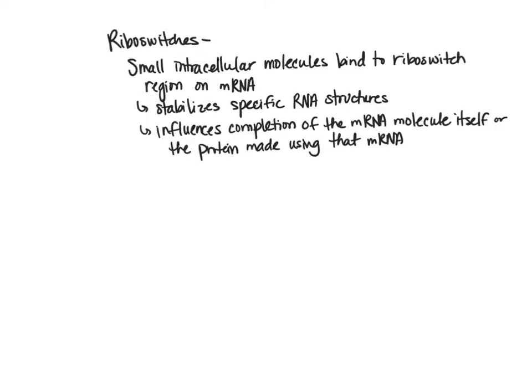And these little molecules are going to bind to that region, and what it's going to do is stabilize specific RNA structures. So it's going to kind of shift the RNA, and it's going to switch whether or not translation or transcription is going to be turned on or turned off. So this is going to influence the completion of the mRNA molecule itself, so it's related to RNA polymerase, but then it's also going to determine whether or not the protein is made using that mRNA. So it's going to affect the ribosome as well.